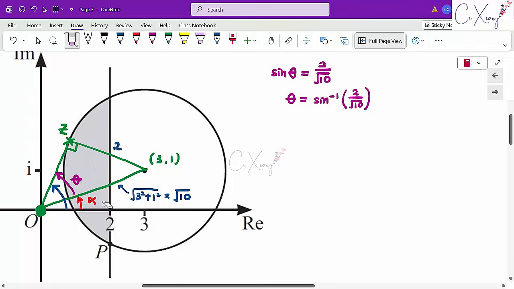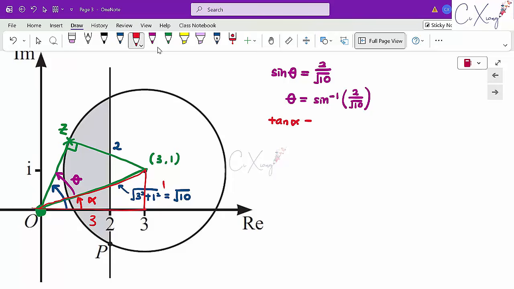Okay, then now let's have a look at the alpha. What is the alpha related to? Basically, alpha is the argument of the point 3 plus i. Because you can see there's a red color triangle here also, right? The height here is 1, then the bottom here is 3. So tangent alpha is 1 over 3, and your alpha should be tangent inverse 1 over 3.